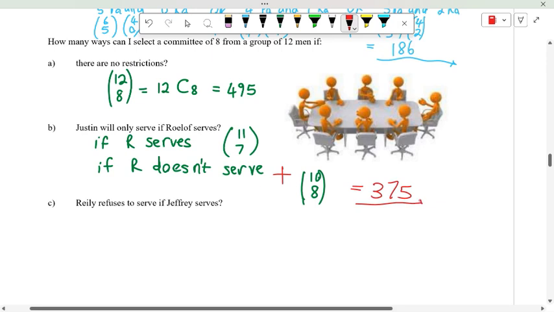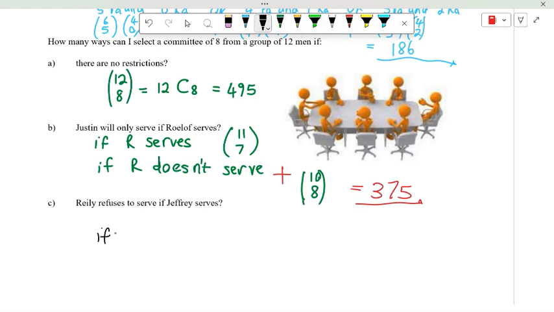Okay, what if Riley refuses to serve if Jeffrey serves? And again, it's helpful to consider the two possibilities here. If Jeffrey serves, then we need another 7, but we can only choose those 7 from 10 because Jeffrey's already been chosen, and Riley's not available now.